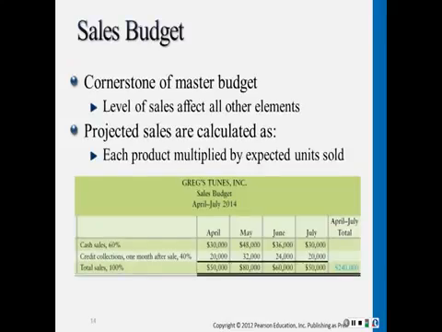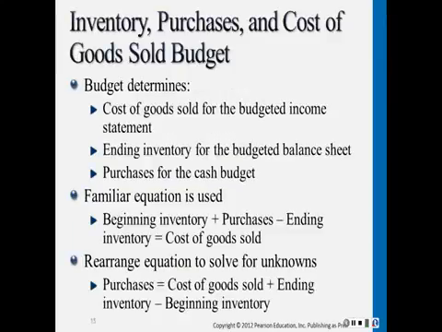The forecast of sales revenue is the cornerstone of the master budget because the level of sales affects expenses and almost all other elements of the master budget. Budgeted total sales for each product are the sales price multiplied by the expected number of units sold. This budget determines cost of goods sold for the budgeted income statement, ending inventory for the budgeted balance sheet, and purchases for the cash budget.